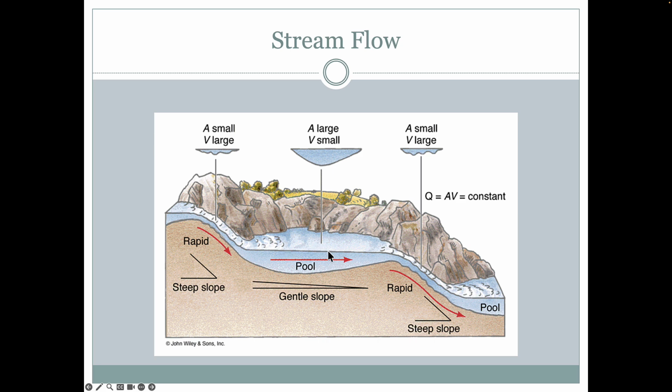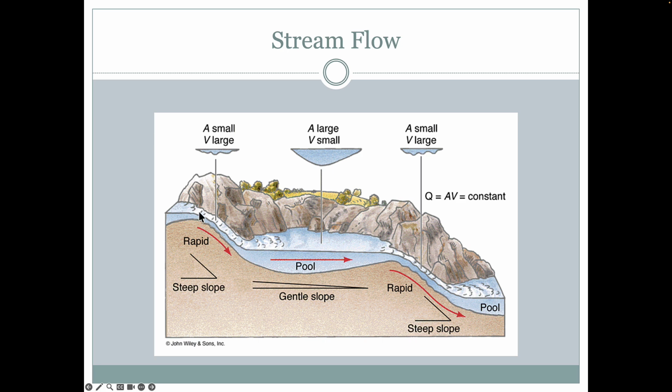The way that we calculate discharge, which is sometimes measured as Q, is we multiply the cross-sectional area, and here we see kind of a cutaway of what the cross-sectional area might look like, and we multiply that by the velocity. So immediately here we can see that the cross-sectional area is much larger here in this pool than it is in these two rapids. And because the cross-sectional area is going up, and the discharge has to stay the same, we know then that the velocity of the water is going to go down.